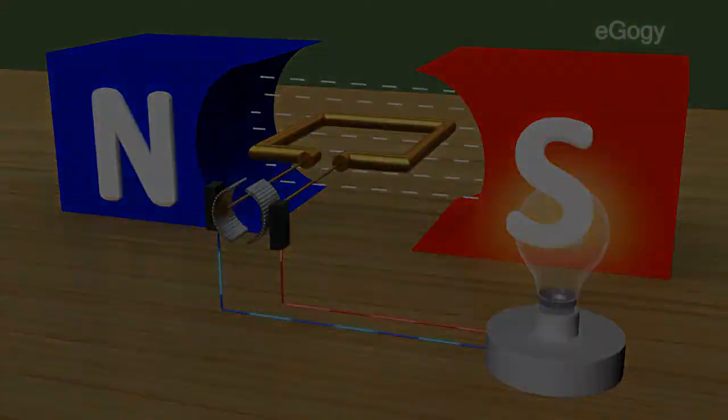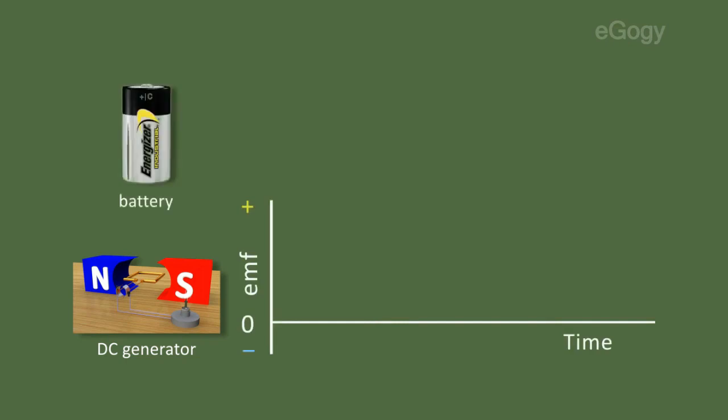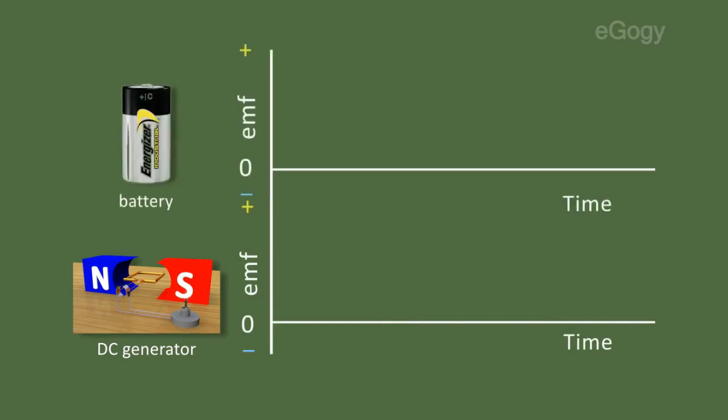Let's see the difference between the EMF from a DC generator and a battery. The EMF from a battery is of constant intensity and without any fluctuations. But the EMF from the DC source is pulsating.